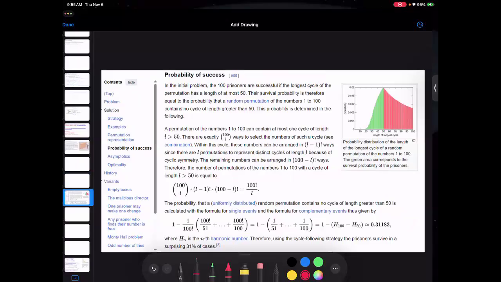And so we have to choose L numbers from 100. So there's 100 choose L ways to do that. Okay, and now we have an L minus 1 factorial. So how many ways can we make a cycle with L objects? Well, I might as well start, without loss of generality, for convenience. Let's say our numbers are 1 through L.